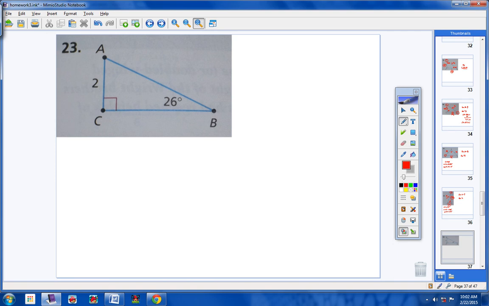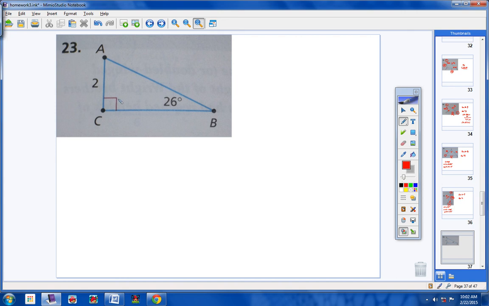Alright, now numbers 23 through 26. You're given one side and one angle. Find the lengths of the sides and the angle. Round your answers to two decimal places. So now, in the last four problems you did, you were given two sides. Now you have two angles to work with. A right angle and a given angle. So in the next four problems, 23, 24, 25, and 26, you're going to find the missing angle very quickly, okay? That'll be simple to do.